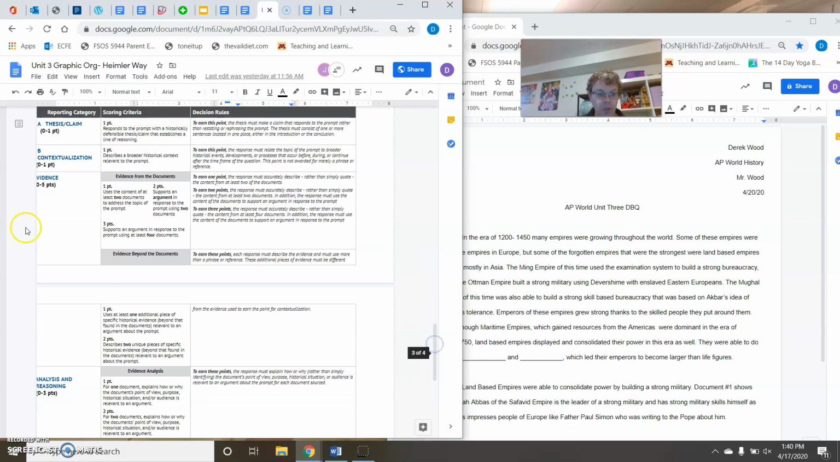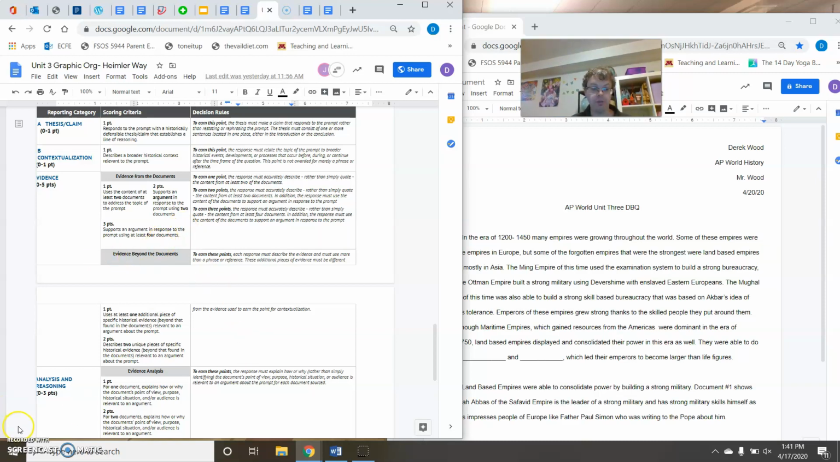All right, so it says here, right here for my evidence, uses the context of 2 documents to address the prompt. So if I have this is 1, I need 1 more to get that point. Over here, 2 points for supports an argument in response to the prompt using 2 documents. Basically, I can get 2 points if I have 2 documents where I really explain, not just use them, but really give the main idea of them. I'm halfway there. I'm halfway to 2 points already. And if I do this for 4 documents, I'm going to get 3 points, which is, there's the 3 right there, which is pretty awesome.